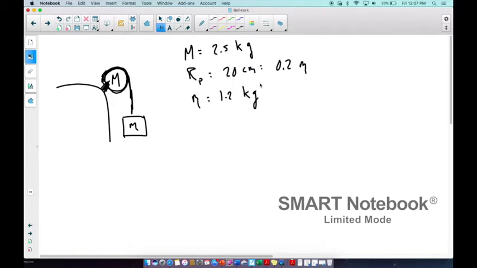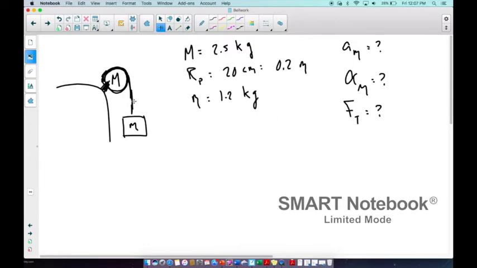Just like that. And let's try to find some things that would be interesting. I want to find the acceleration of little m. I want to know the angular acceleration of big M. How quickly is this thing going to be changing its rotation? I want to know the tension force in the cable right here.